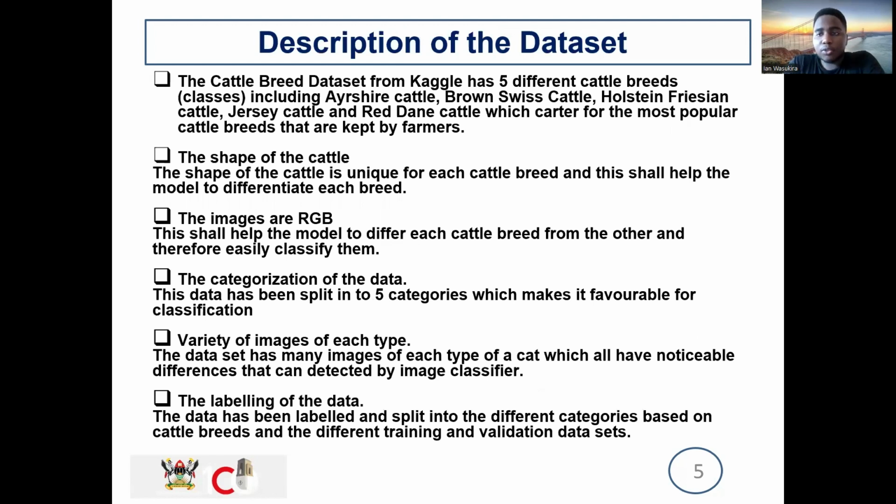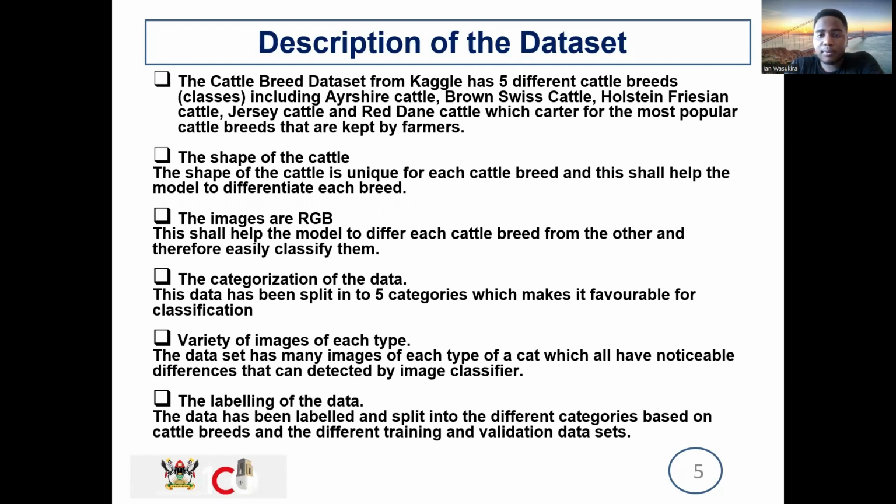The data set I'm planning to use is from Kaggle. It's composed of 5 different cattle breeds, which include Ayrshire cattle, the brown Swiss cattle, the Holstein Friesian cattle, the Jersey cattle, and the Red Dane cattle, which cater for the most popular breeds that are kept by farmers here in East Africa.